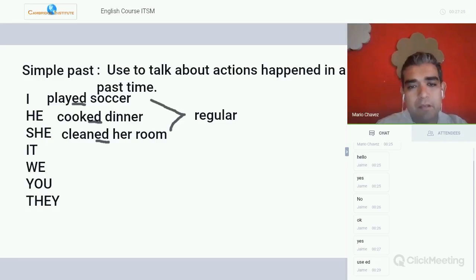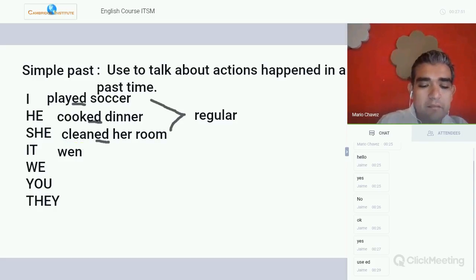But not all the verbs are regular. Pero no todos los verbos son regulares. So if I say, I played soccer, yo jugué soccer. He cooked dinner, él cocinó la cena. She cleaned their room, ella limpió su cuarto. But what if I use different verbs? Pero puedo usar otro tipo de verbos.